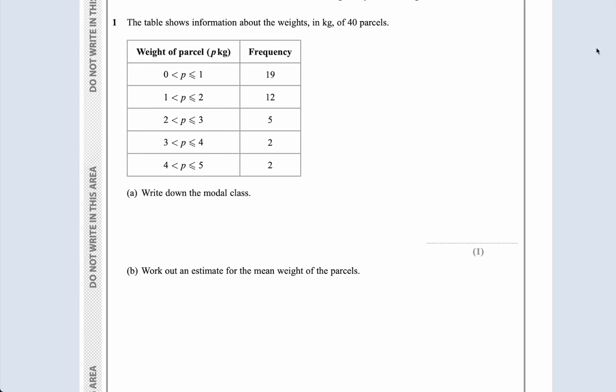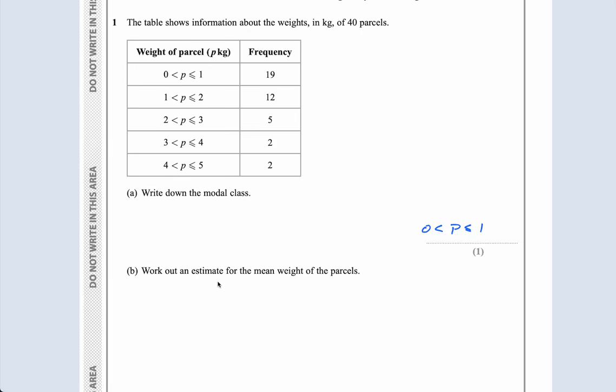Okay, so the modal class, you're probably familiar with the word mode. Mode is the most common. Which is the most common weight of parcels? Well, it's this one. It's between 0 and 1 because the frequency is 19, which means there are 19 parcels with a weight between 0 and 1 kilogram. That kind of makes sense in real life. Most parcels aren't more than 1 kilogram, which is quite heavy. But anyway, this is why, because it's 19. So you write down 0 less than p less than or equal to 1, exactly as you see it here. You don't write 19. That's a kind of common mistake that students make.